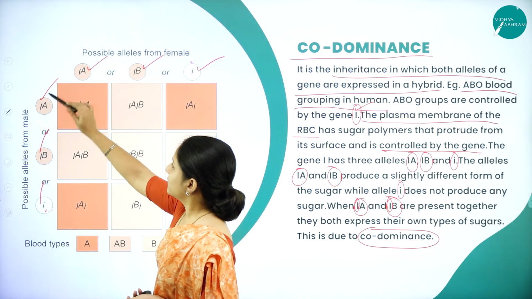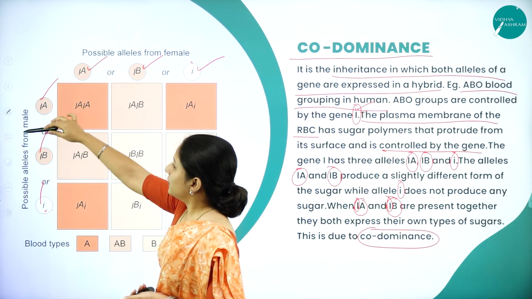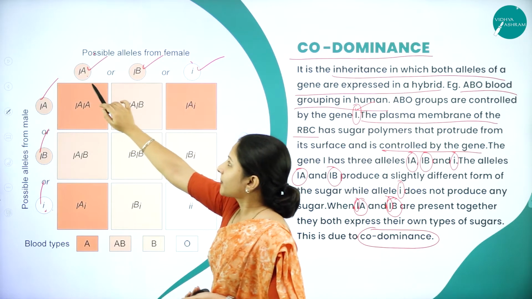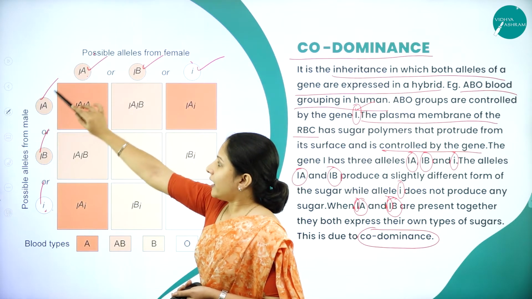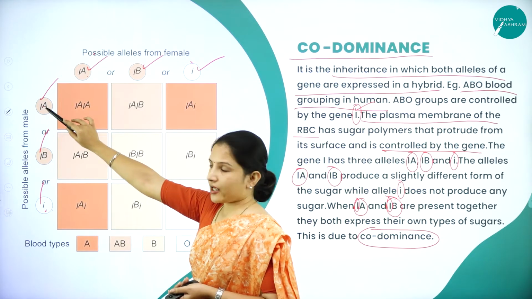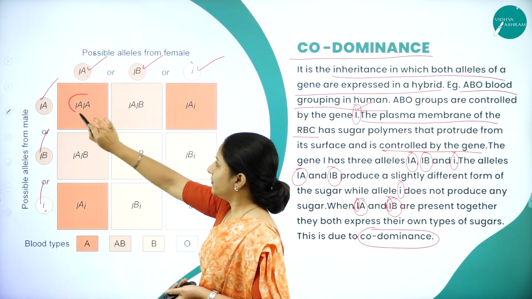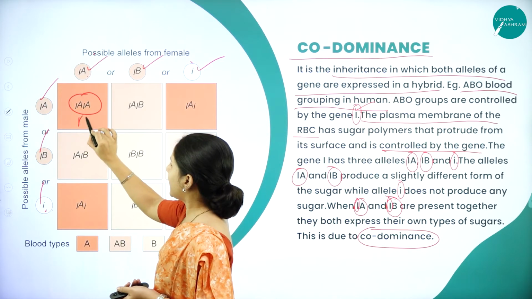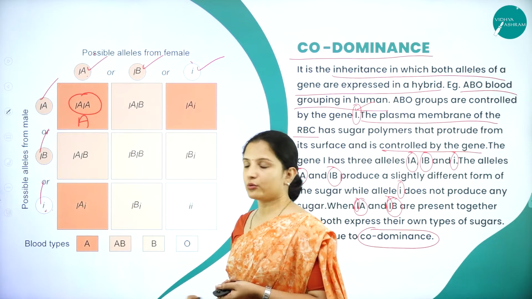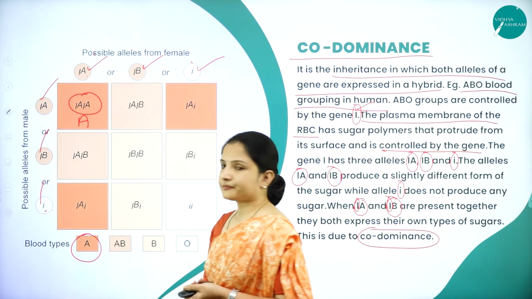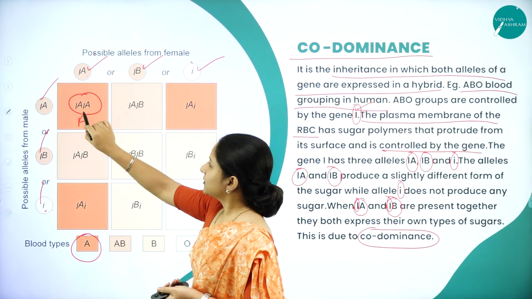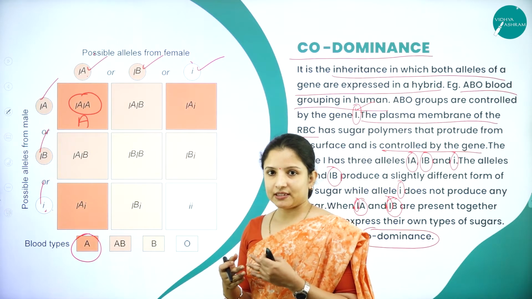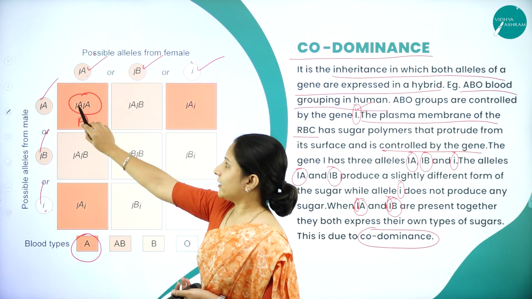So what happens here is, if the female parent has the allele IA, and the male parent has the allele IA, then the progeny will have the genotype IAIA, which means it will have A blood group. The progeny's blood group will be A, because the sugar expressed on the plasma membrane of the RBC is A. It is dominant.